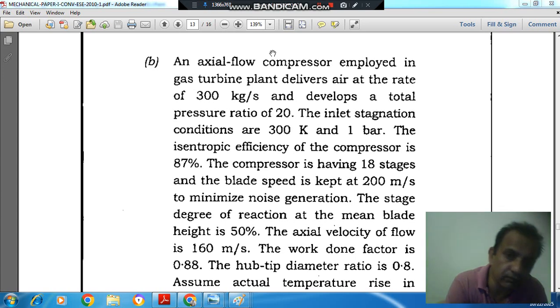Hello, welcome again. We are covering the topic Axial Flow Compressor for Civil Services Mains, IES and GATE Aerospace exam.